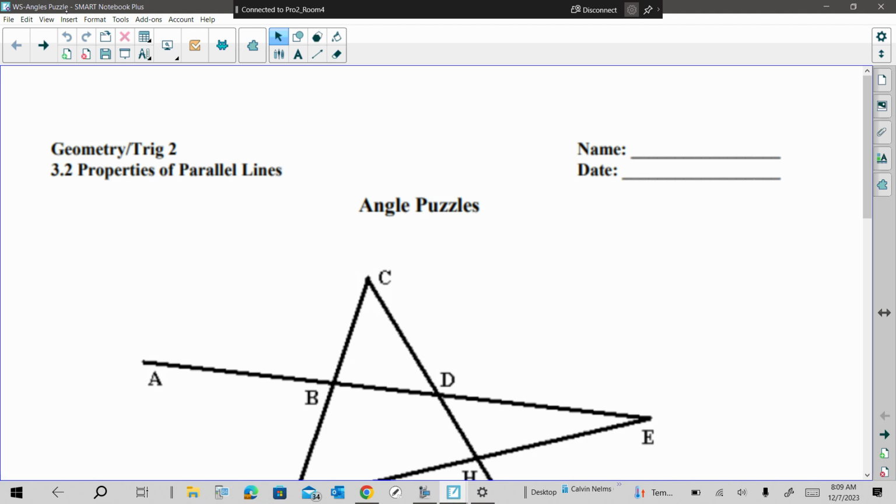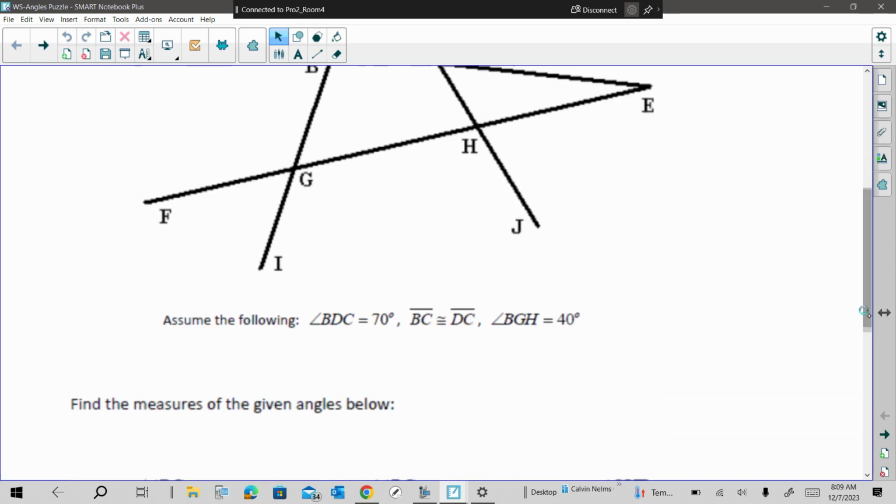The key, we're doing this because we have to be able to have good spatial reasoning, see more than one thing in a diagram, especially with overlapping triangles or adjacent triangles with intersecting lines. Okay, so to start this off, you're always going to mark any given information.